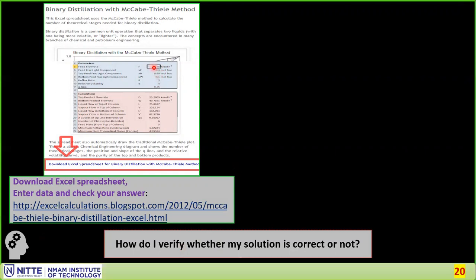Feed you can put as something like 100, doesn't matter, it's a basis. You can take it as 100 kilomole per hour, and whatever data you have used for your problem, substitute that here. You will get a graph, and you will get the number of stages. The number of plates is given without the boiler, that is without the reboiler. So you have to add it to get the total number. This is one easiest way.